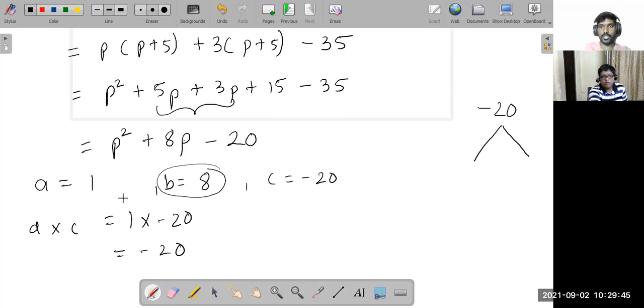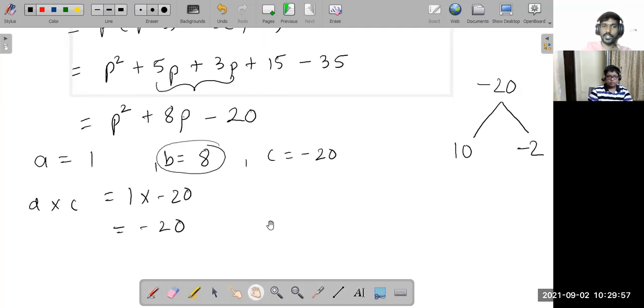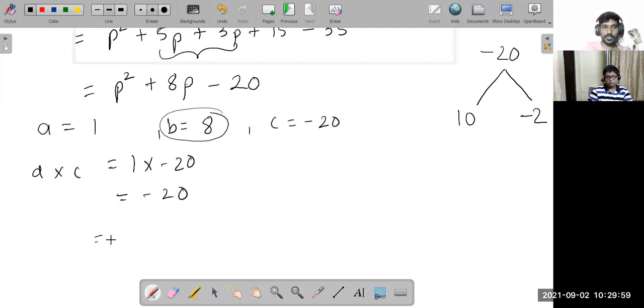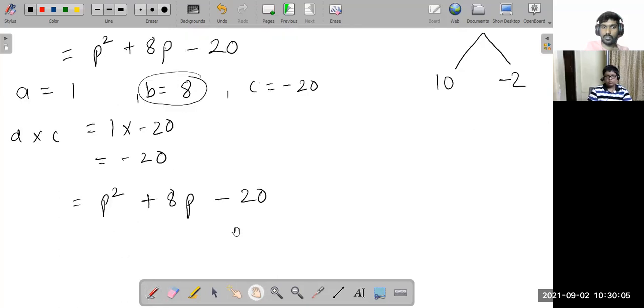Can you think of such numbers? 10 multiplied by minus 2. How much? Correct. 10 into 2, 20. 10 minus 2 is plus 8. So we can do this. So this is p square plus 8p minus 20. So let's do the splitting. P square plus 10p minus 2p minus 20.